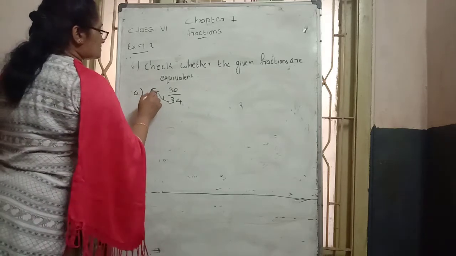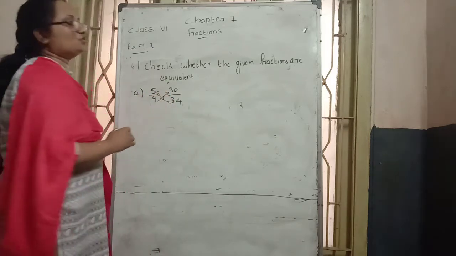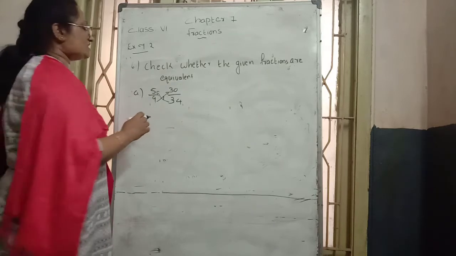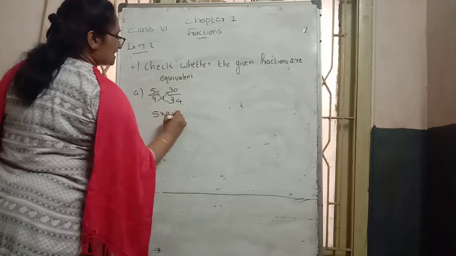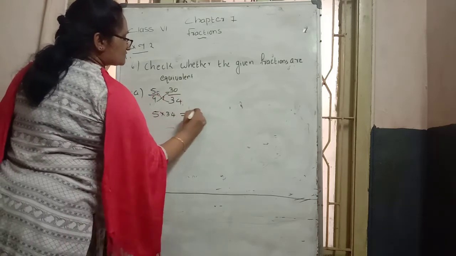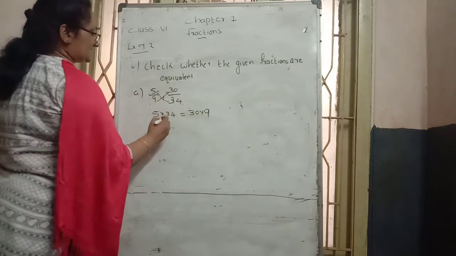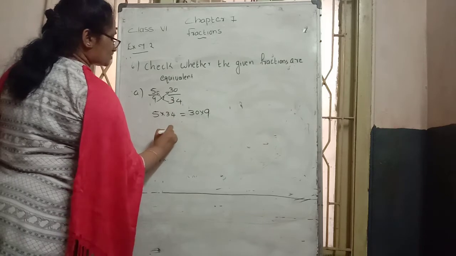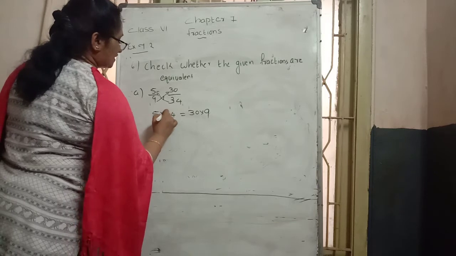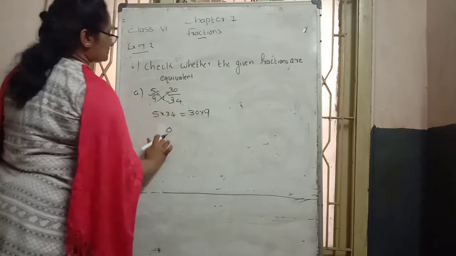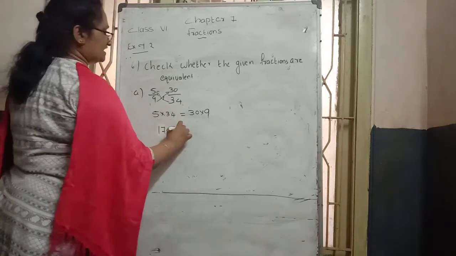This 34 is cross multiplied with the numerator 5, and 9 is cross multiplied with the right side numerator 30. So 5 is multiplied with 34. Multiply 34 into 5: 5 fours are 20, then 5 threes are 15, 15 plus 2 comes to 17, so 170 is the answer.